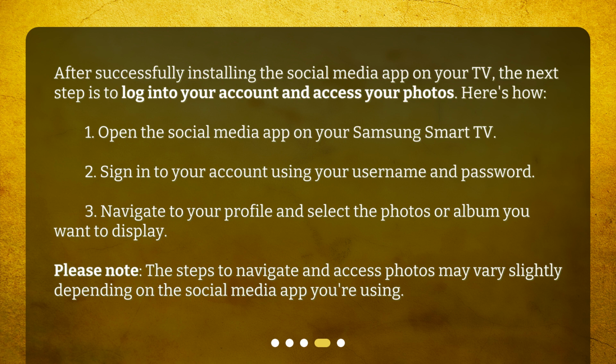1. Open the social media app on your Samsung Smart TV. 2. Sign in to your account using your username and password. 3. Navigate to your profile and select the photos or album you want to display. Please note, the steps to navigate and access photos may vary slightly depending on the social media app you're using.